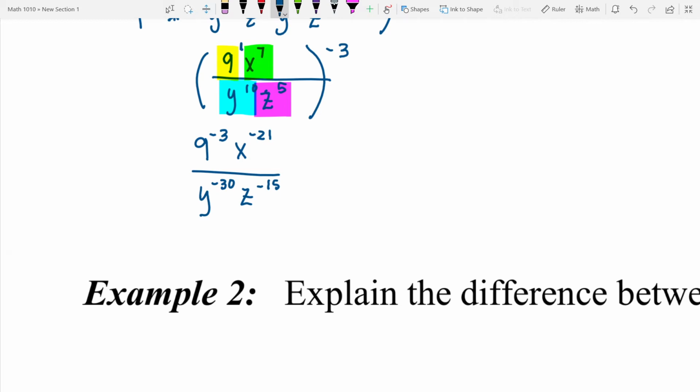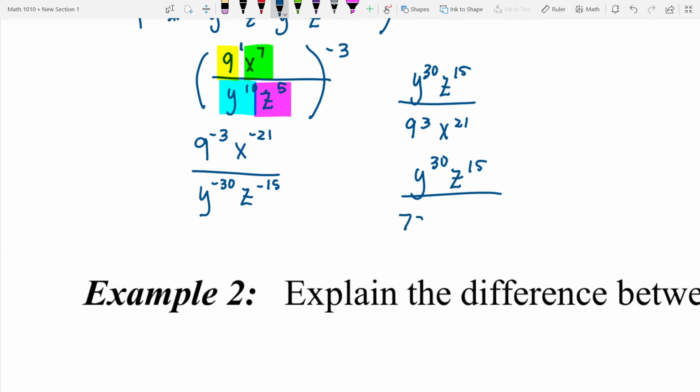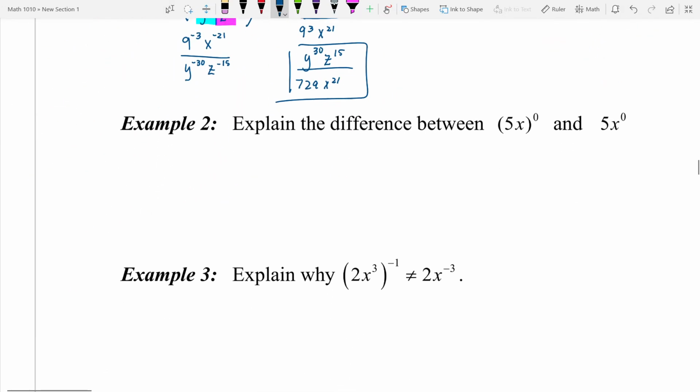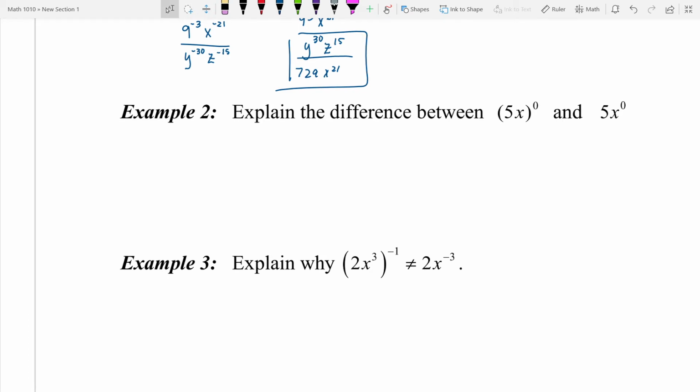Super ugly. Why is it so ugly? Everything's negative. Is that a big deal? Nah, just flip-flop it. So the y to the 30th comes up, the z to the 15th comes up, the 9 to the 3rd comes down, the x to the -21st comes down. 9 to the 3rd is 729. So your final answer is y to the 30th, z to the 15th, over 729, x to the 21st. There's my answer. Who says gotcha? Raise your hand. Okay, good. Okay, question 2.